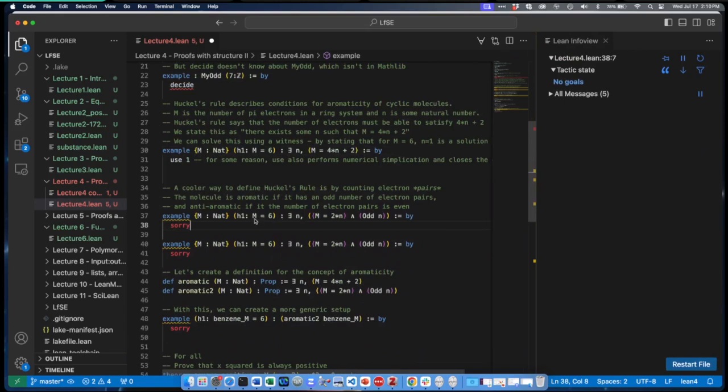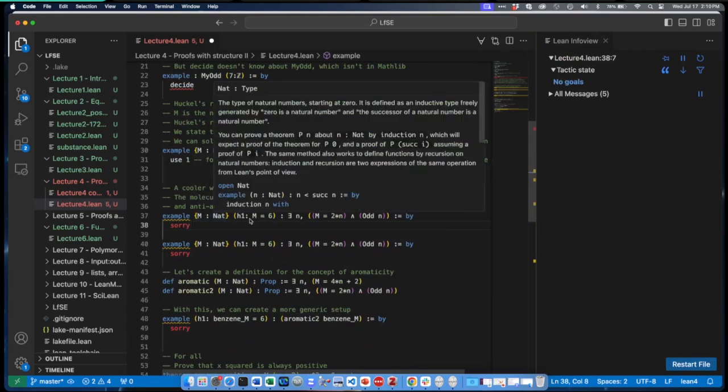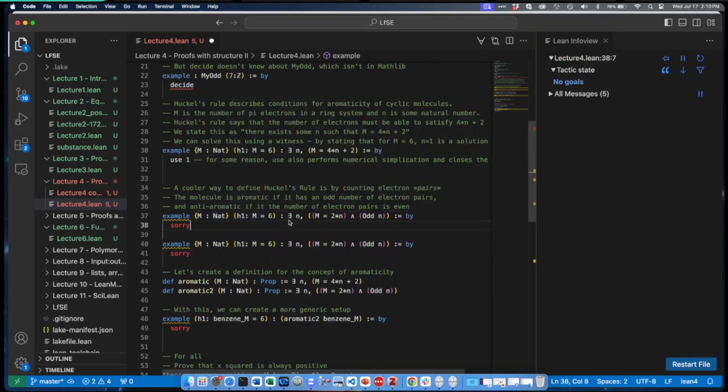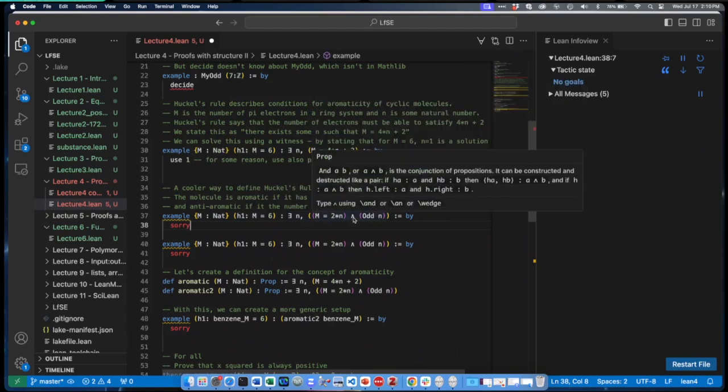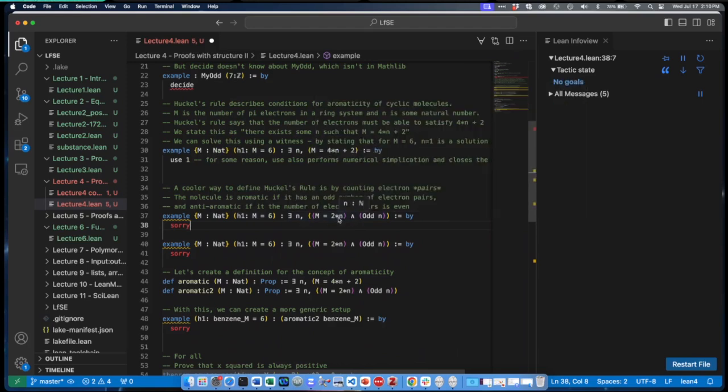So what does that mean? Now I'm going to say there exists some n such that, here's an AND operation, m is now the number of electron pairs and odd n. Isn't that nice? It's pretty fun. I like this.